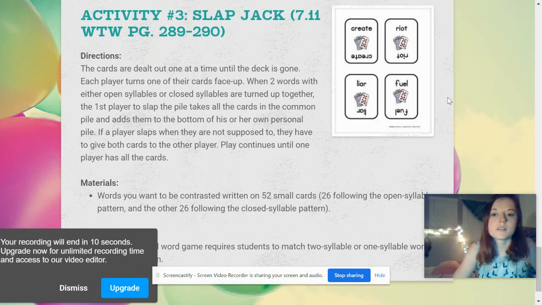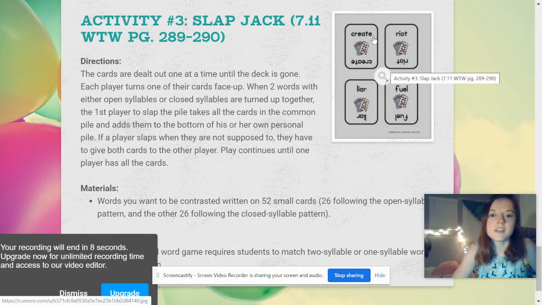It's pretty straightforward, as in create and riot. You hear the vowel, as in liar and fuel. You don't hear the syllable. So there you go.